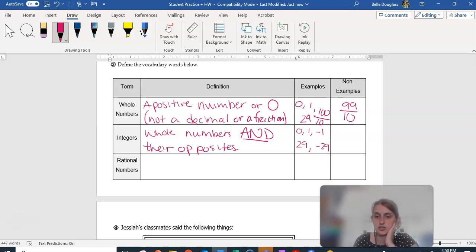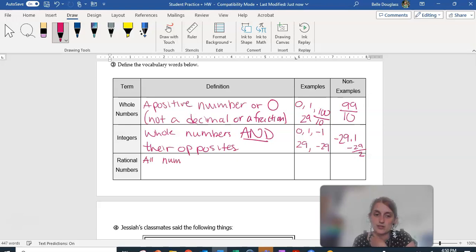What's not an integer? Negative 29.1, no decimals. Negative 29 divided by 2, because that's a fraction that does not simplify to a whole number or an integer. It does not simplify to something that does not include a decimal or a fraction in its final form.